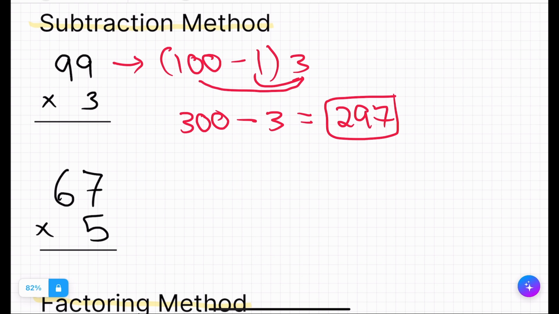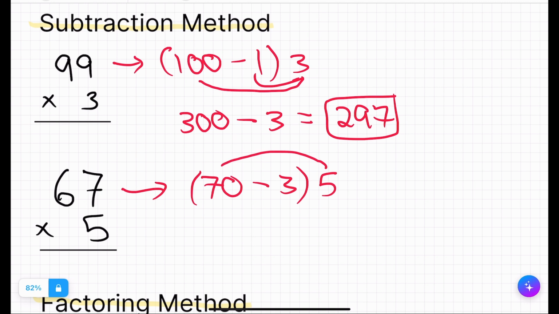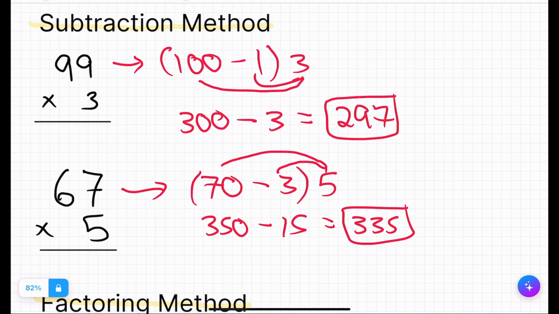What about 67 times 5? Again, let's try our subtraction method. We will take 70 minus 3 and multiply that by 5. And so 5 times 70, well, 5 times 7 is 35, and we have a 0, so this is 350. And then 3 times 5 is 15, so we'll subtract 15 from 350 to get 335. And that's our final answer.